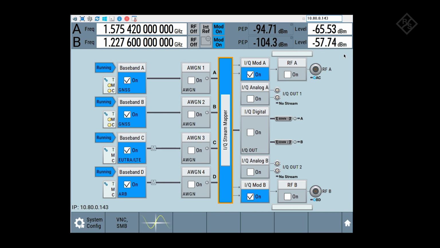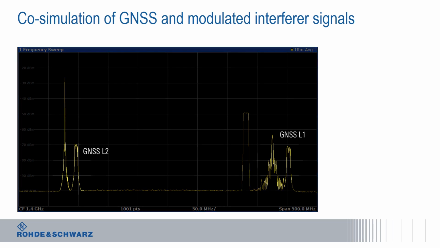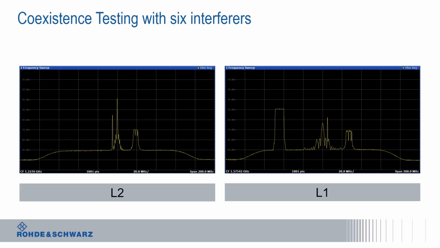So far, we have configured this scenario. It contains the L1 and L2 GNSS signals, the LTE signal, and the radar signal. Now, the AWGN blocks can be used to add even more interference sources like AWGN or CW interferers to your simulation. How this works has been shown in the previous episode. The simulation scenario with 6 interferers looks like this.